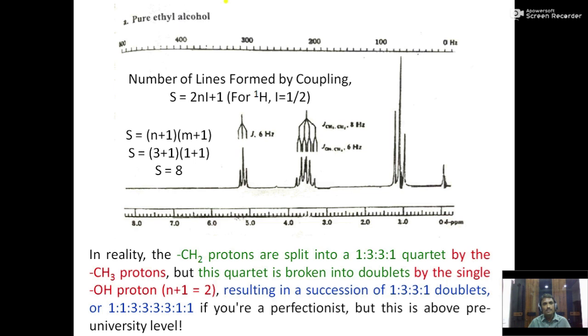Nearby to CH2, CH3 is there, meaning 3 protons of CH3, and on the other side OH is there, which is having 1 proton. So in case of absolute ethyl alcohol, that OH proton will also couple with the CH2 protons. Spin splitting will take place. The signal can be calculated like this: signal is equal to (n+1)(m+1). So S is equal to (3+1) into (1+1), so 4 into 2 is equal to 8. So we are getting 8 lines, 8 signals.